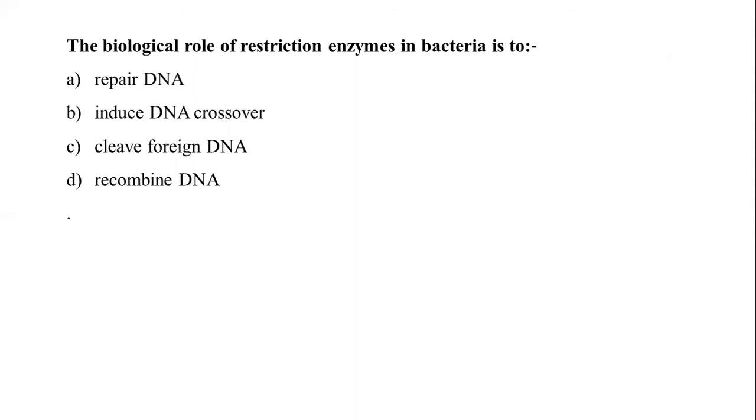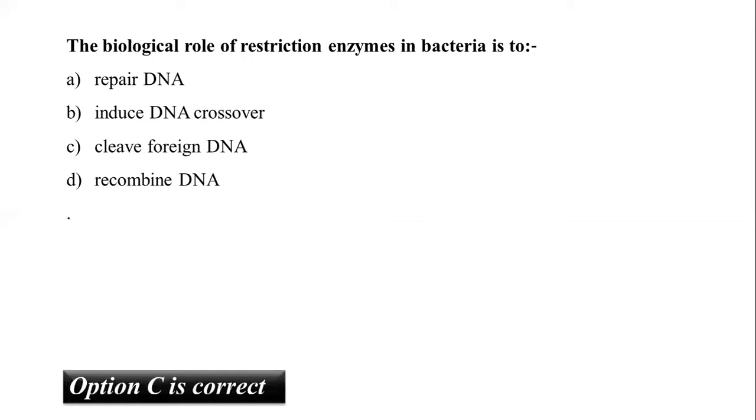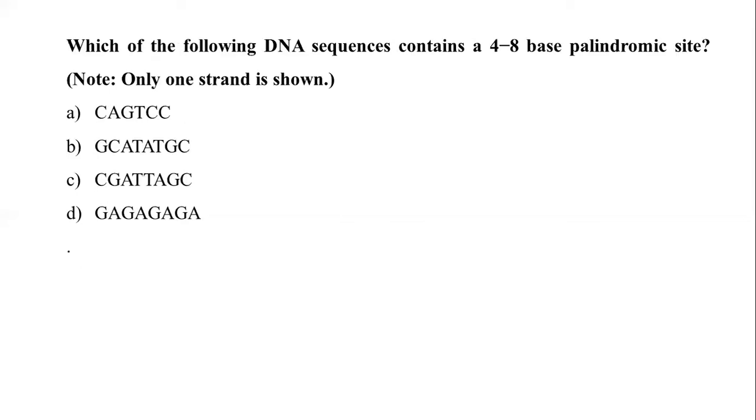The next question is: the biological role of restriction enzyme in bacteria is to. A bacterium uses restriction enzymes to defend against bacterial viruses, also known as bacteriophages or phages. When a phage infects a bacterium, it inserts its DNA into the bacterial cell so it might be replicated. The restriction enzymes present inside these bacteria prevent the replication of phage DNA by cutting it into many small pieces. The correct answer for this question would be option C, to cleave the foreign DNA.